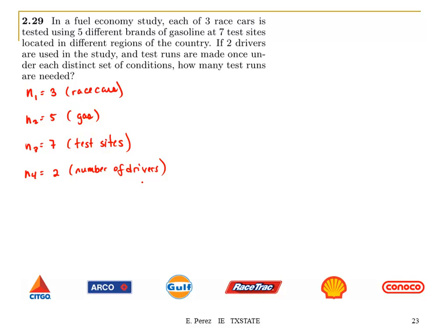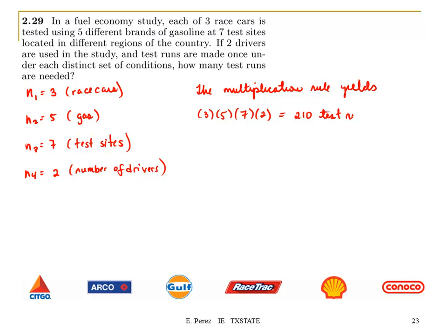So again, those factors are independent, so we can use the multiplication rule in order to find the total number of test runs. So the multiplication rule yields 3 times 5 times 7 times 2 equals 210 test runs.